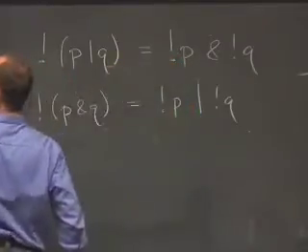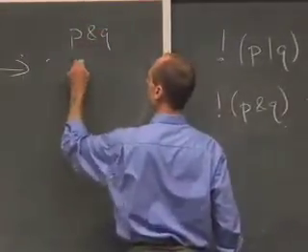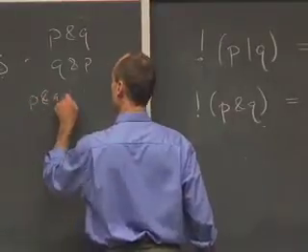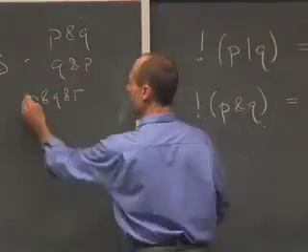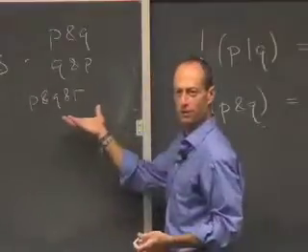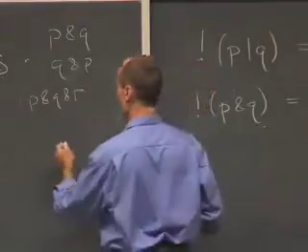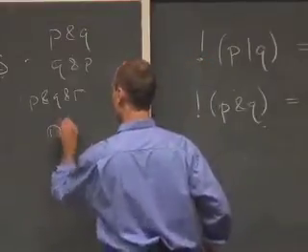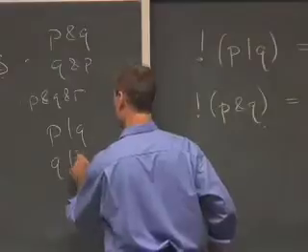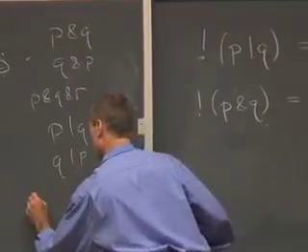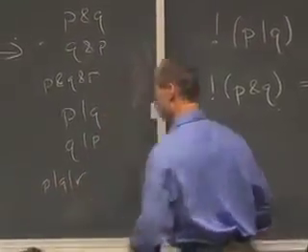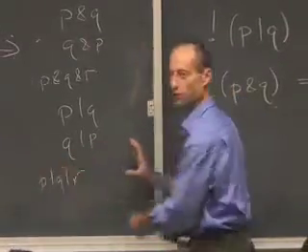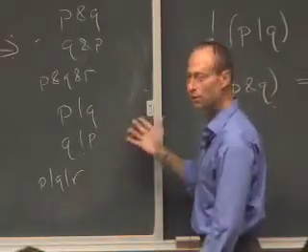So P and Q has the same truth table as Q and P. And P and Q and R is the same thing whether you group it this way or not at all. It's going to have the same value, and it's the same thing as P and R and Q and so forth. Similarly, P or Q has the same truth table as Q or P, and P or Q or R is going to have the same truth value no matter how you group the terms. Okay, so these are sort of associative and commutative.